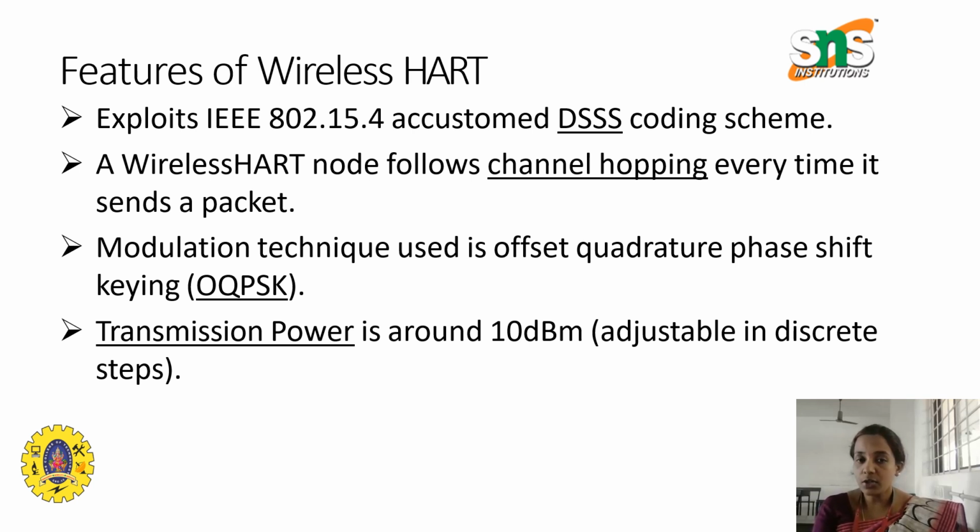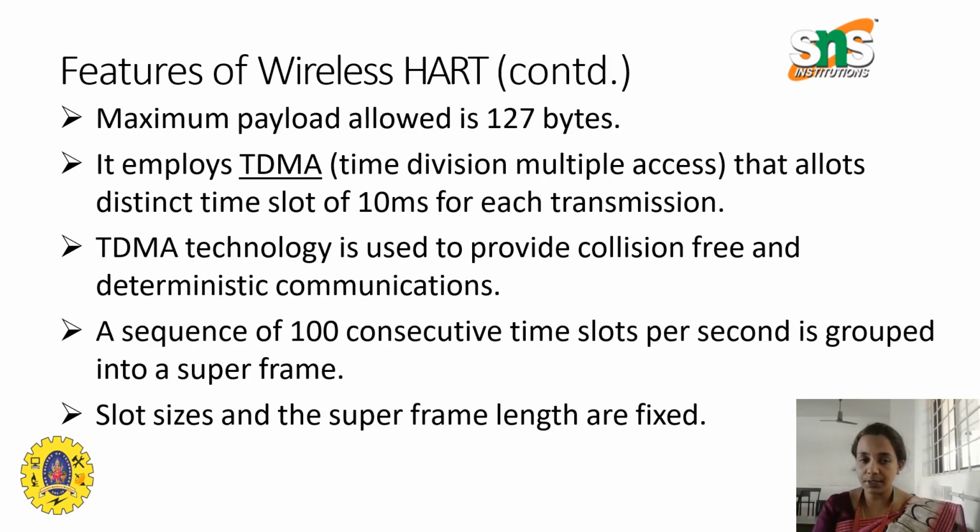A wireless HART node follows channel hopping every time it sends a packet. For example, if the first packet is sent in channel number 1, the second packet will be sent in channel number 2, and the third packet in channel number 3. When the packets are hopped across channels, they travel quickly and more effectively. The maximum payload is around 127 bytes.